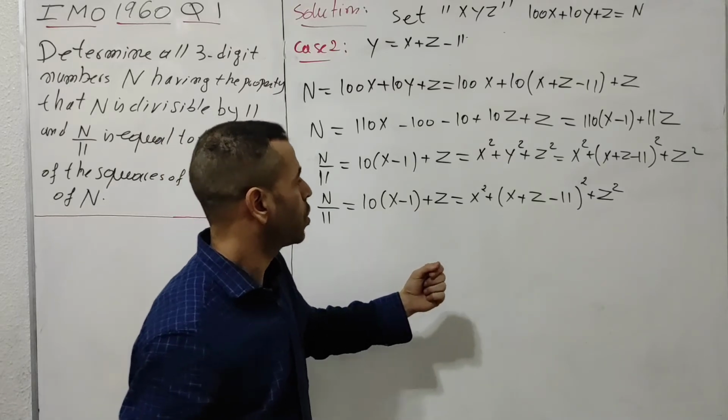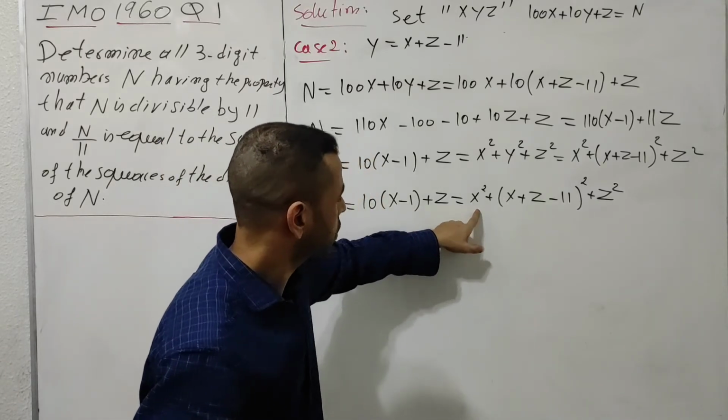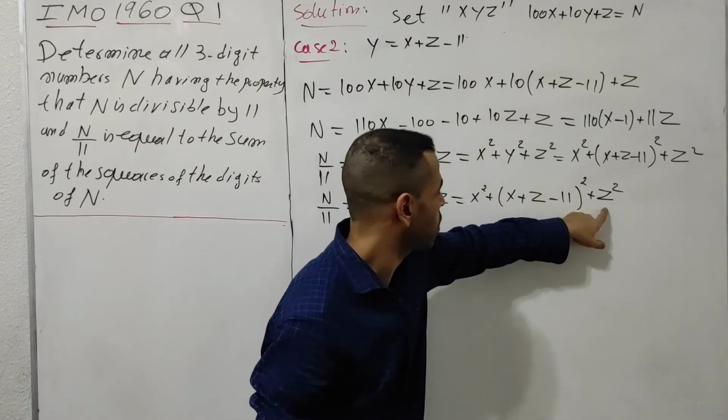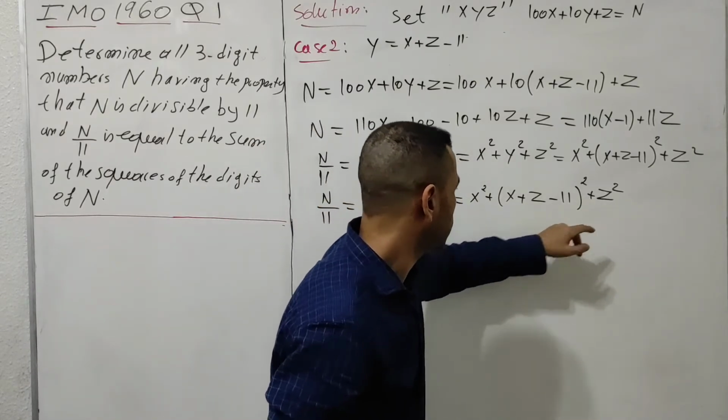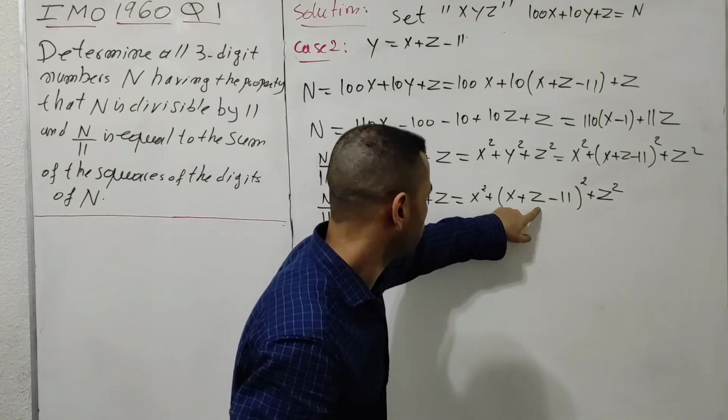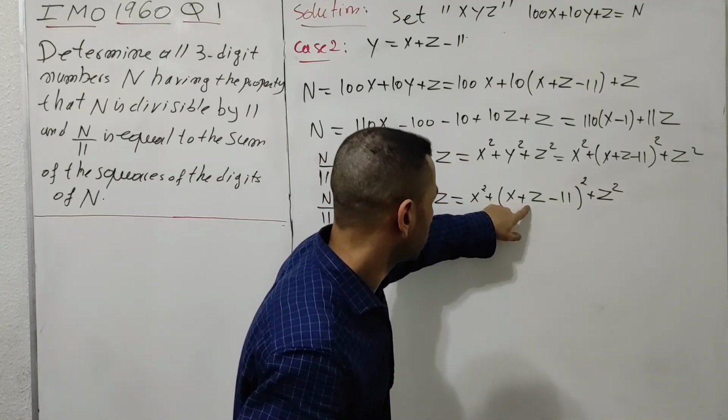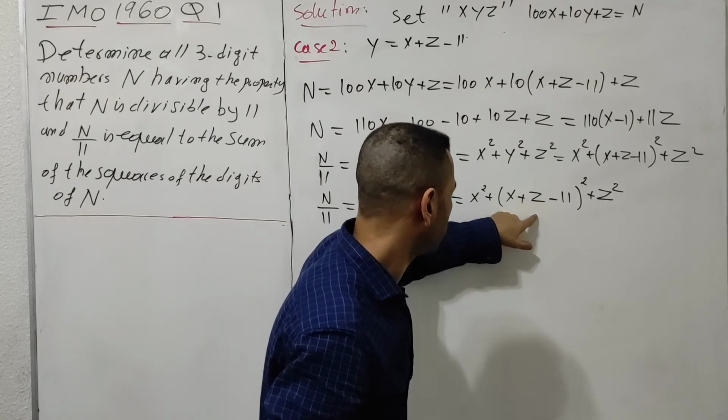Okay, so let's take the case when x is odd but z is even. Let's take x is odd and z is even. That means odd plus even is giving you odd. Odd minus odd is giving you even.